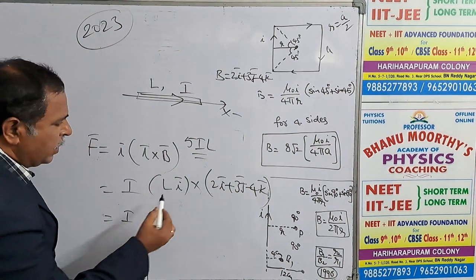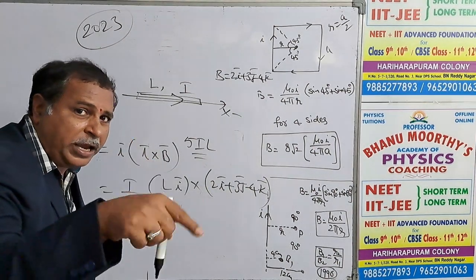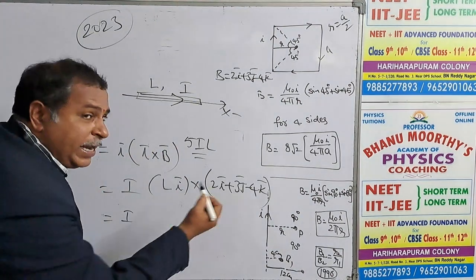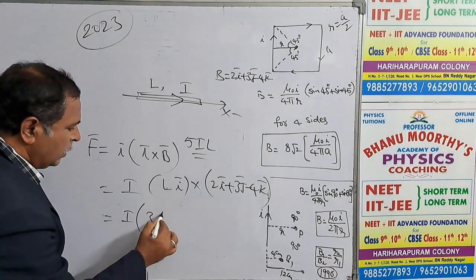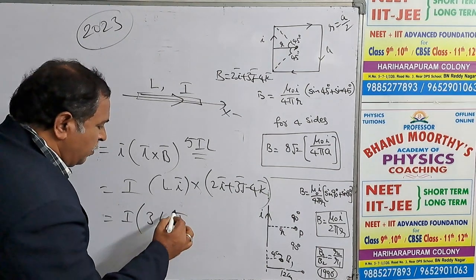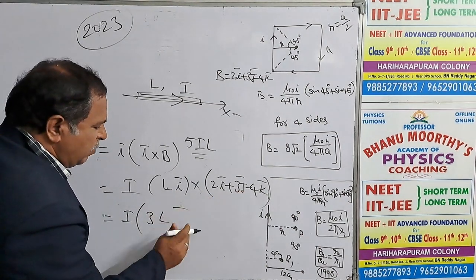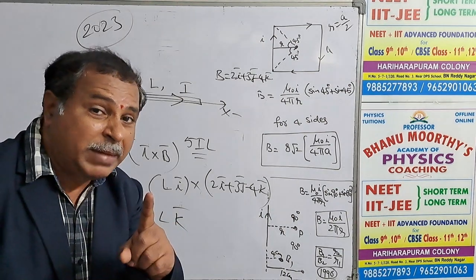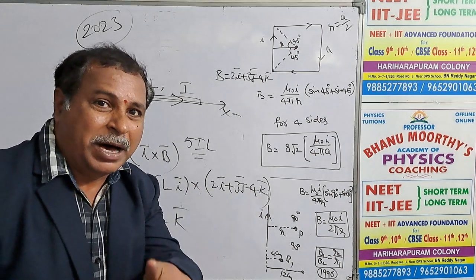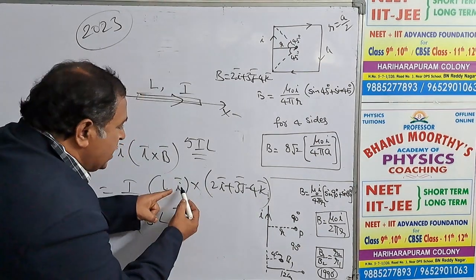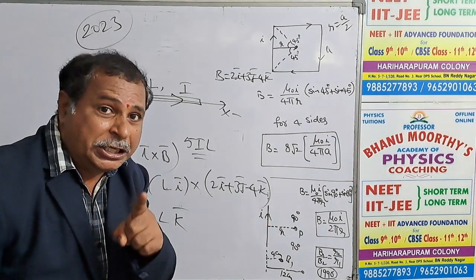So I into i cross i is 0. Then i cross j is k bar, so L into 3, that is 3L k bar. Now i cross k is minus j bar. Recognize, my dear NEET students, i cross k is nothing but minus j bar.